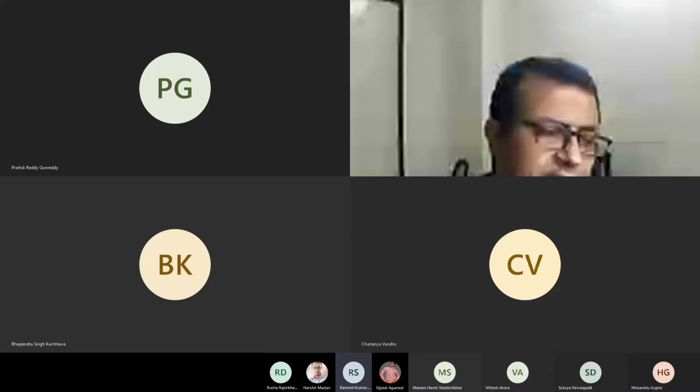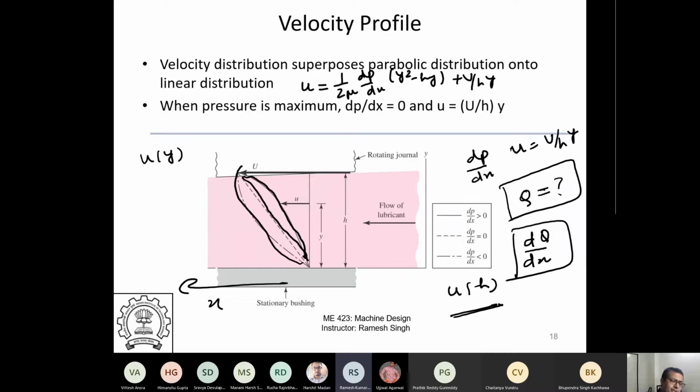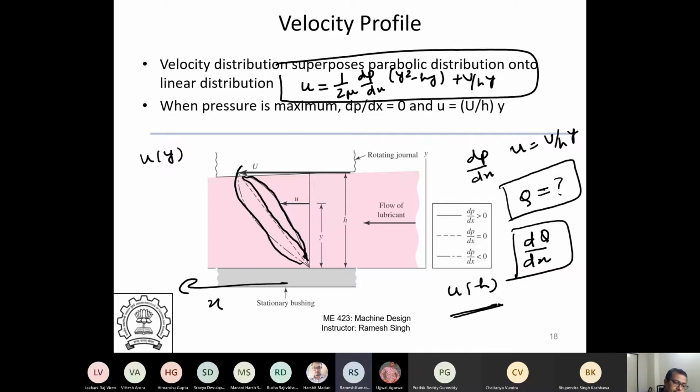We reached the velocity profile, right? This is where we were. So we figured out the velocity distribution as a function of y, in the direction of the film thickness. This is y, which varies from 0 to h, the film thickness. So the variation is basically a function of the pressure gradient and the location y.